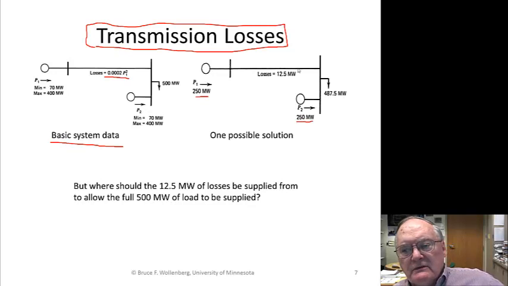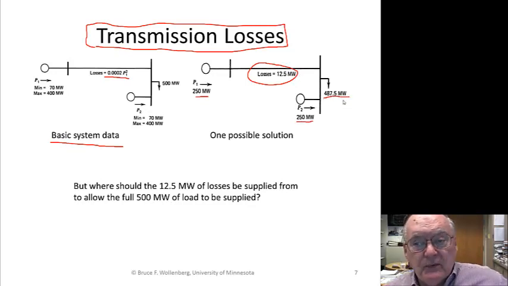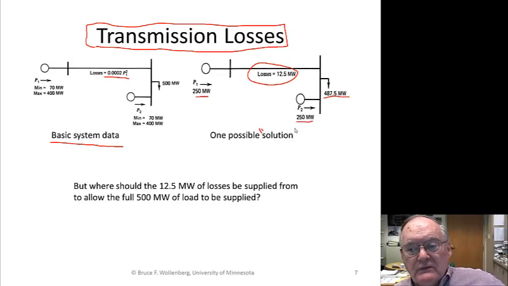Now the problem is that I have losses here of 12.5 megawatts, so I won't supply 500, I'll only supply 487.5. Well, that's really not a solution, is it? So we'll put some quotes around that, because it's not a solution. I want 500 megawatts here. So I'm going to have to up the megawatt output of P1 or P2 to get 500, but I also have to take account of the losses. So where should they be supplied?